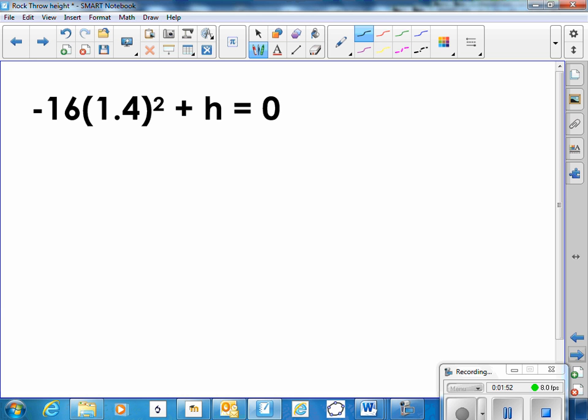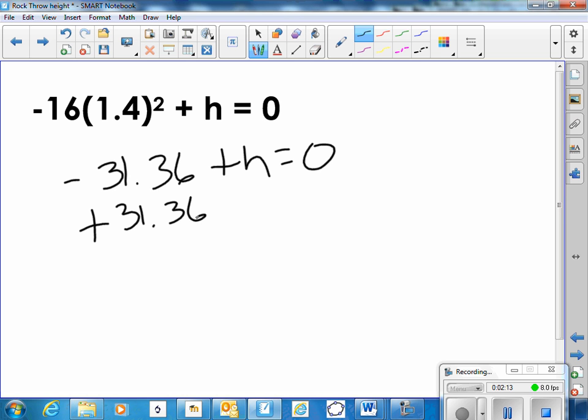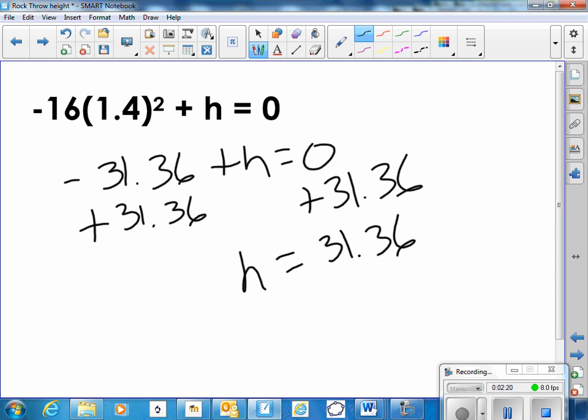So we'll just say 1.4 times 1.4, or square it, times 16. So that equals negative 31.36 plus h equals 0. Let's add 31.36 to each side. So the height equals 31.36. And that is in units of feet. The 16 tells us that we're talking about feet.